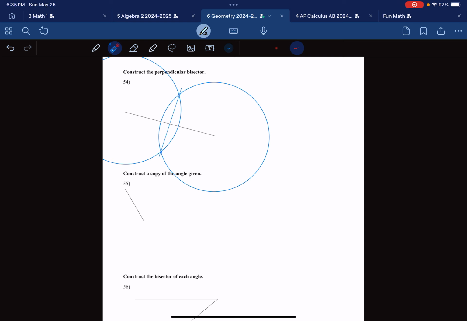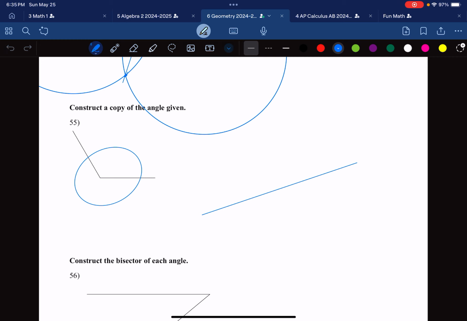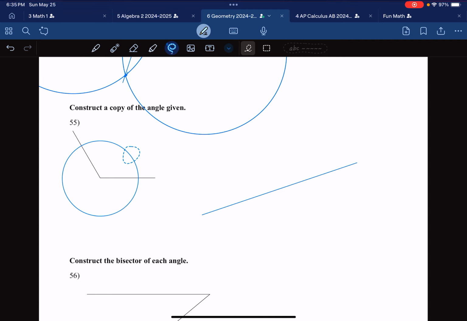Ta-da! For a copy of our angle, what you need to first do is draw some other line out in space. I'm going to make, you can just do a circle. That's not a circle. There we go. Just do some random circle. Make sure that the center is exactly on this point right here. These two tick marks are the ones that we really care about.